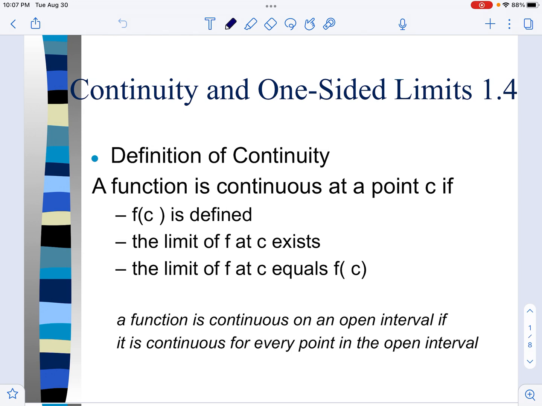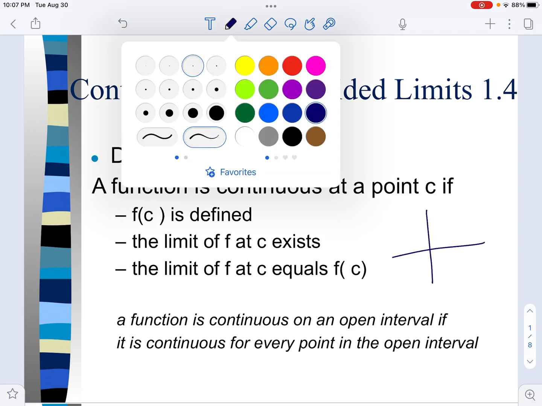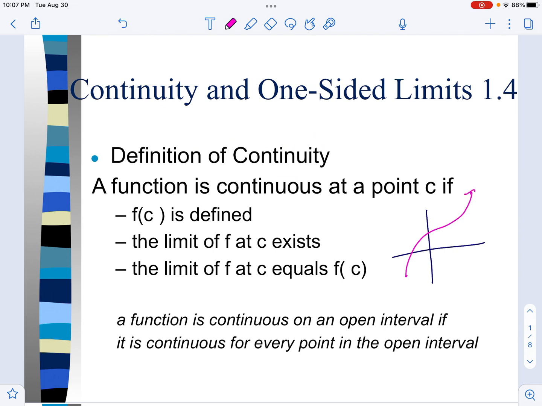The limit of f at c exists, which means if you're coming from the left and you're coming from the right, there is a point there. And it also means that that limit has to equal f of c. If you're thinking in terms of a picture, and I tend to draw kind of the same picture every time, we're going to say our c is here. The first condition says that there has to be a point at c, a y value right there.